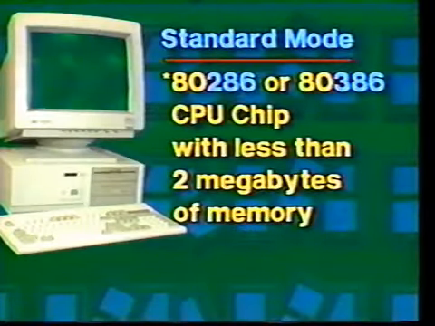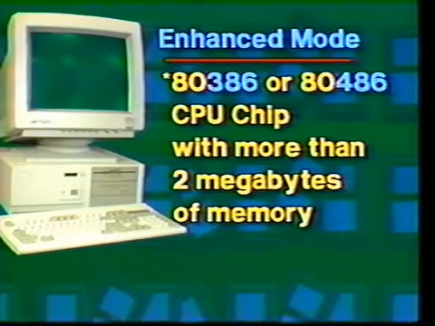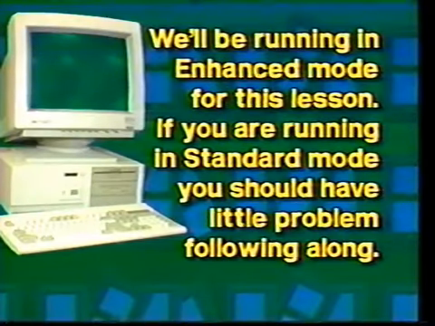Depending on your computer, Windows 3.1 can run in two different modes. Standard mode for computers with an Intel 80286 chip and 386 computers with less than 2 megabytes of memory. And the enhanced mode for 386 computers with more than 2 megabytes of memory. We will be running in enhanced mode for this lesson. For those of you running in standard mode, you should have little problem following along. I'll explain the differences when needed.